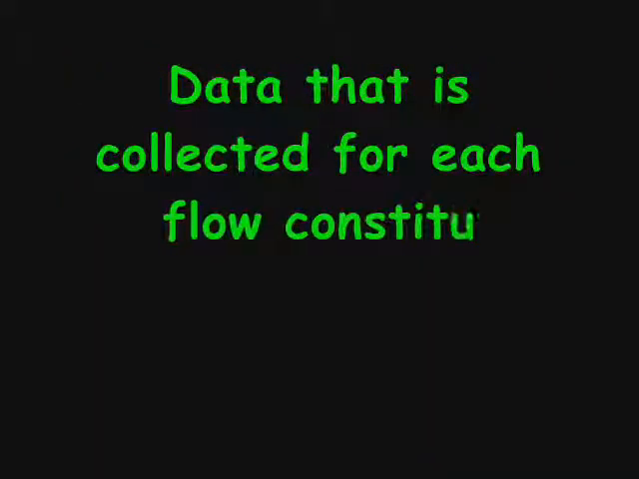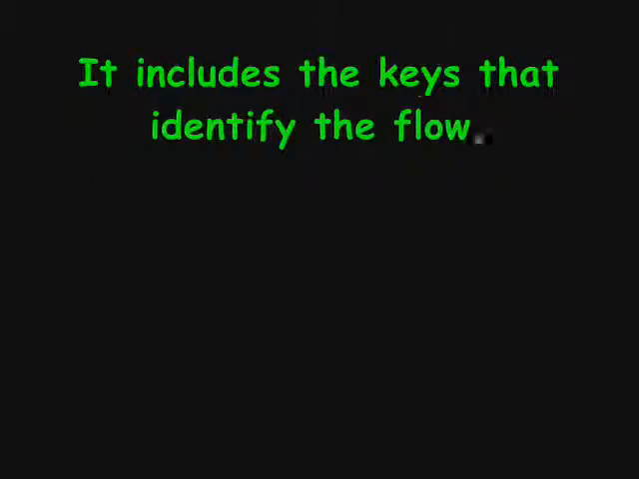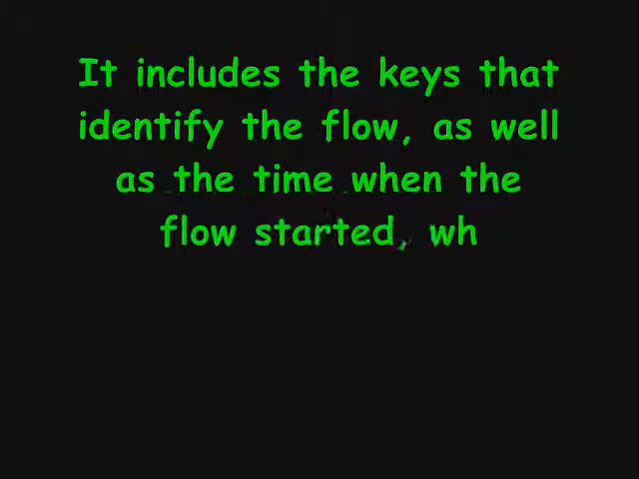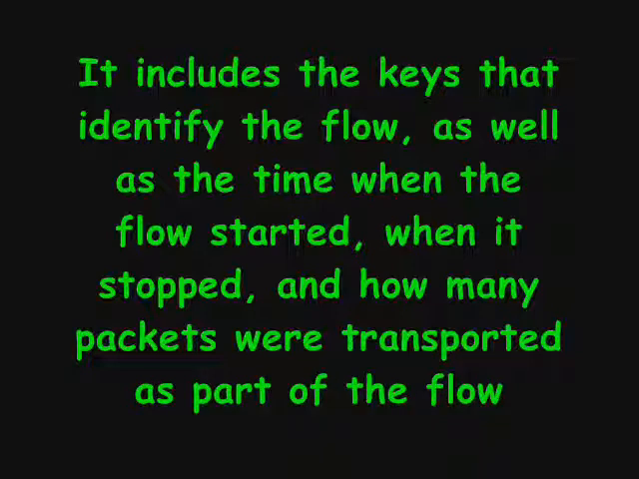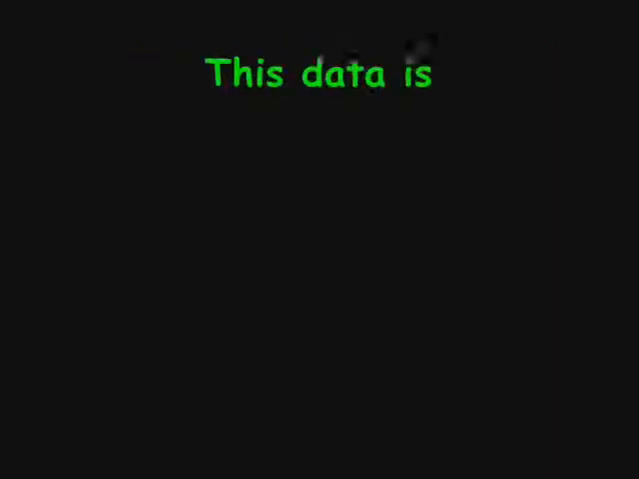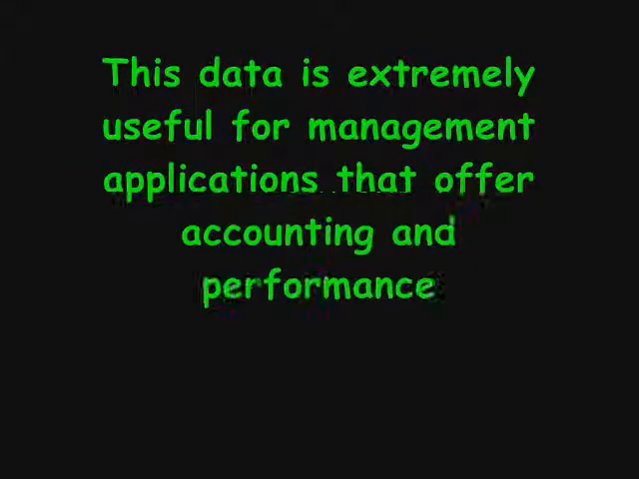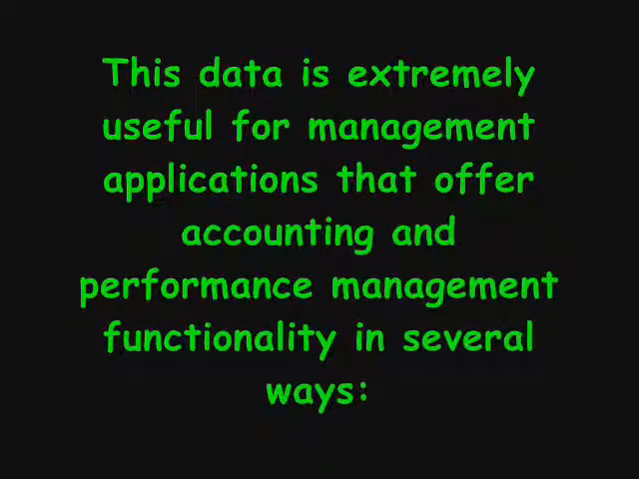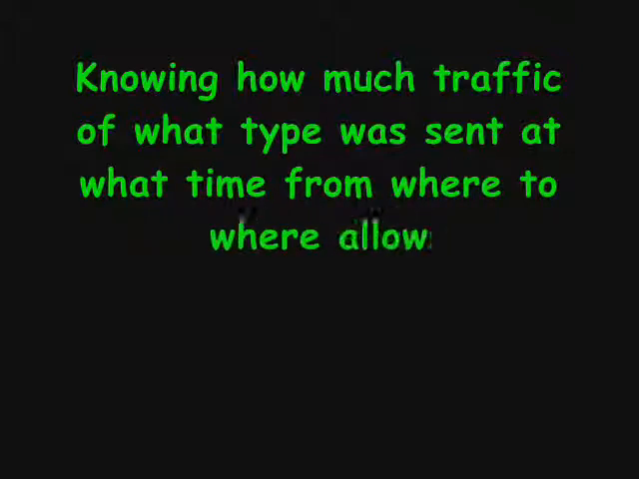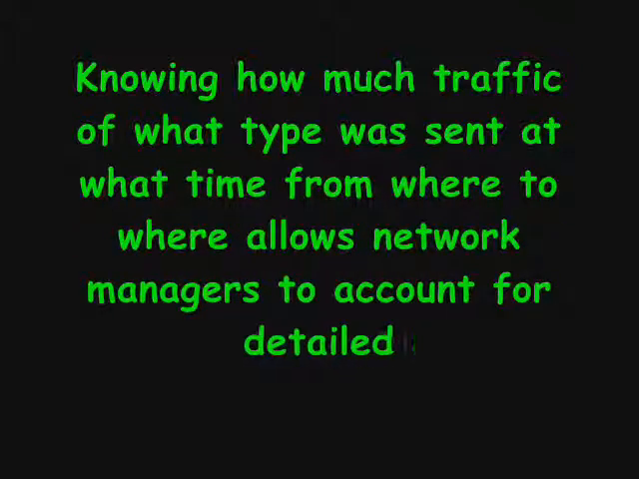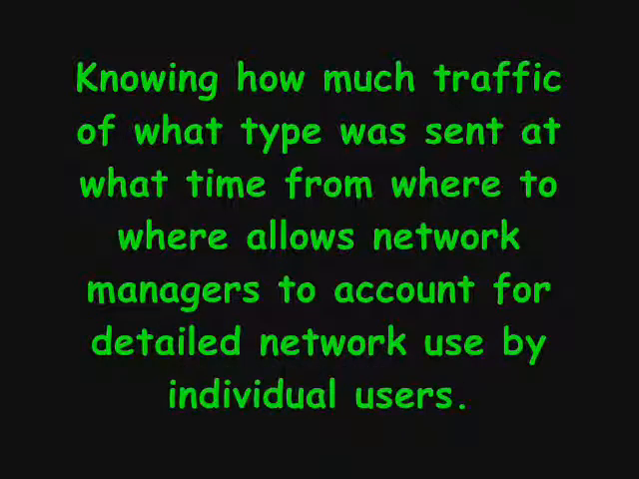Data that is collected for each flow constitutes a flow record. It includes the keys that identify the flow, as well as the time when the flow started, when it stopped, and how many packets were transported as part of the flow. This data is extremely useful for management applications that offer accounting and performance management functionality in several ways. Knowing how much traffic of what type was sent at what time from where to where allows network managers to account for detailed network usage by individual users.